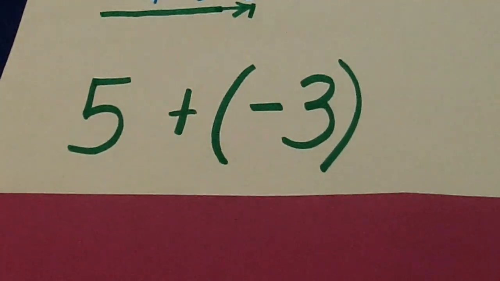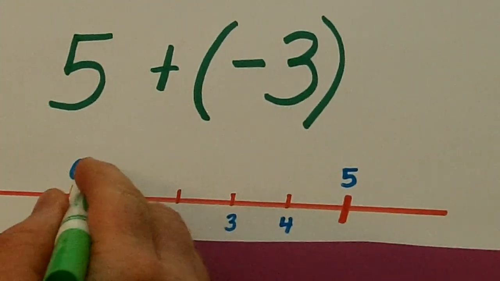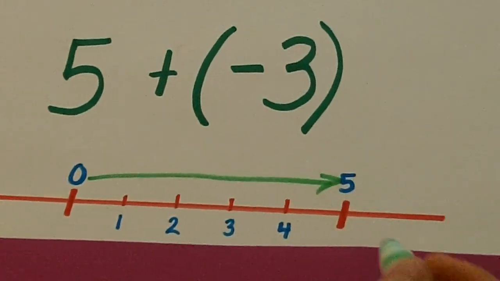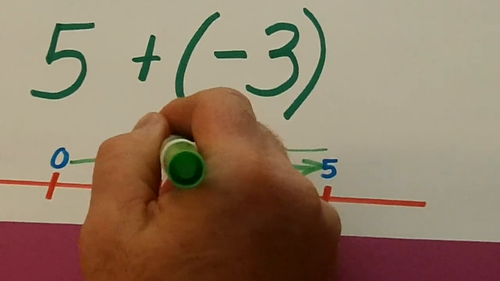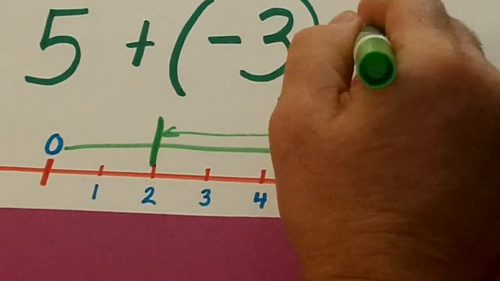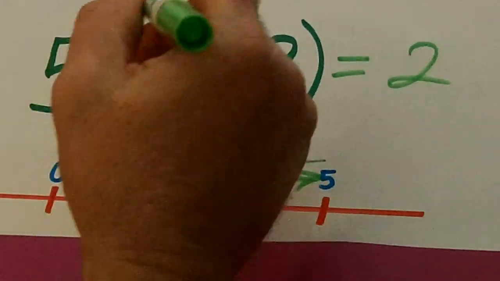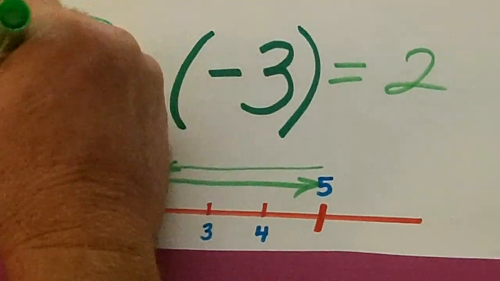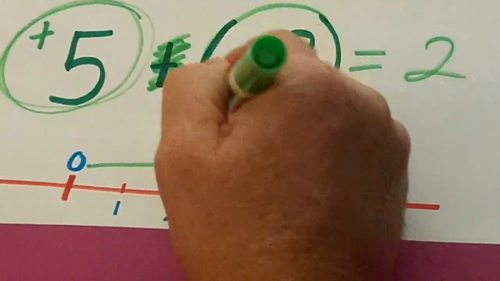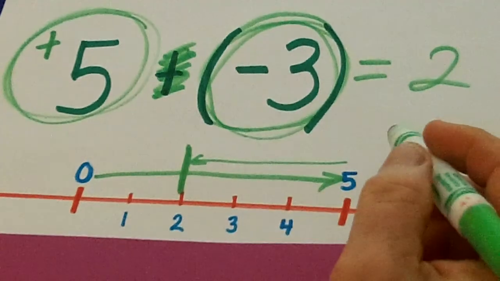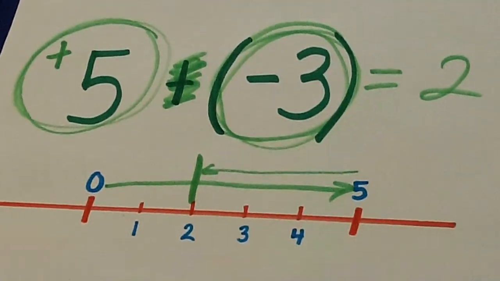Okay, let's look down here. Now, we have +5, so we're going this way from 0. And then a -3, we're going to go back 3. There we are at a +2. So what kind of rule do we have here? We have a +5 and a -3. Which number is bigger? The positive, it's bigger by 2. There's our number.